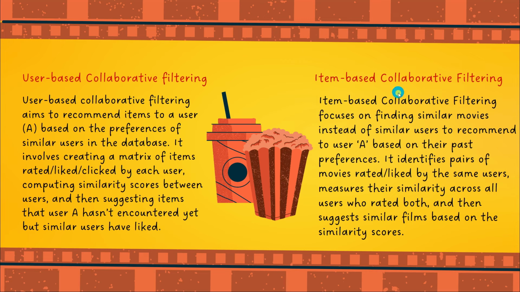Item-based collaborative filtering focuses on finding similar movies instead of similar users to recommend to user A based on their past preferences. Here it gives you recommendations based on the rating, likes, and clicks. So it finds similar movies instead of similar users. It identifies the pairs of movies rated or liked by the same user.